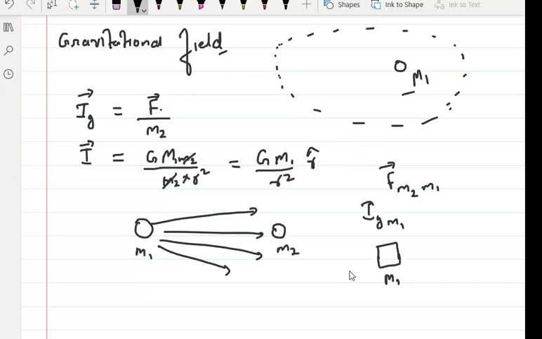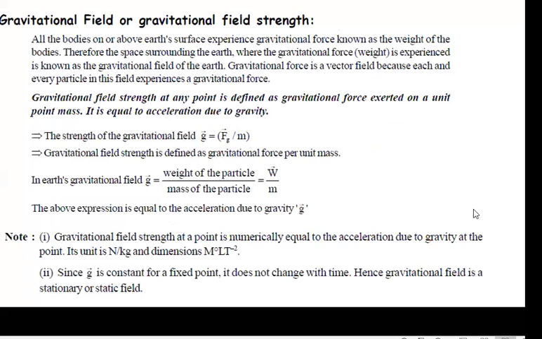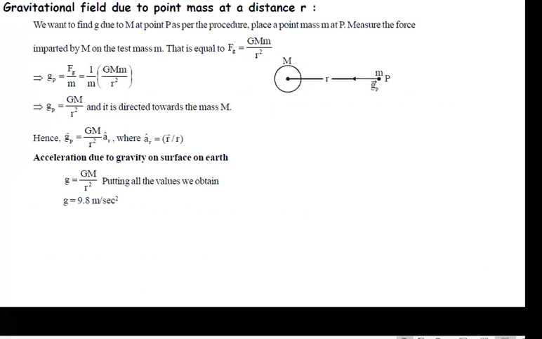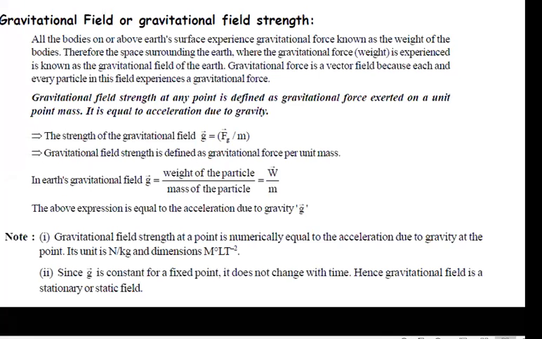Because I've already given you the idea about fields in the last class. So let's see. I can say that gravitational field strength at any point is basically the gravitational force exerted on unit point mass, right everyone? So the strength is F by M. Now, if we remember the formula of gravitational force, F is equal to mg. So can I say that g is equal to F by M?